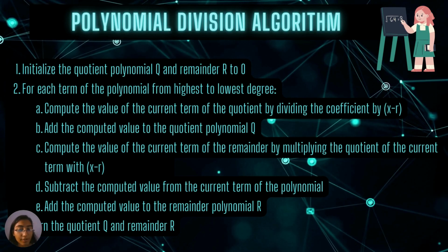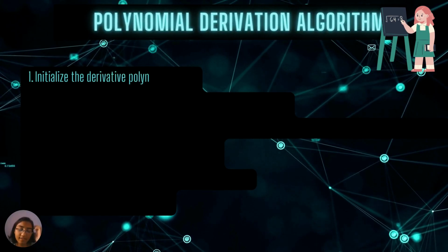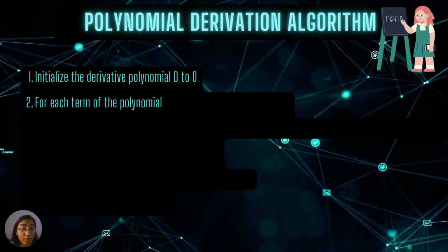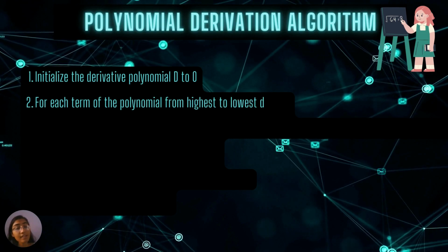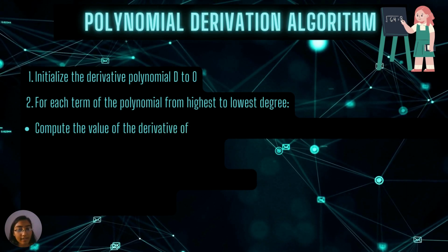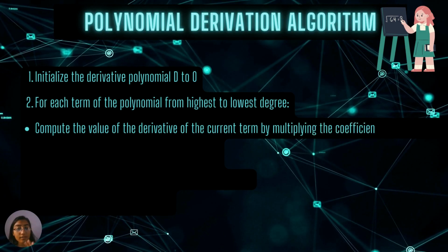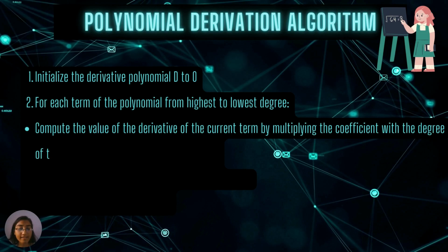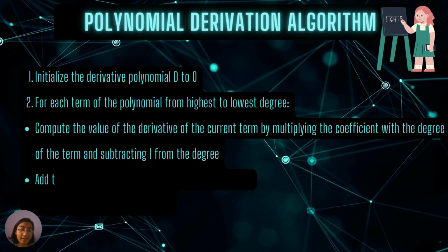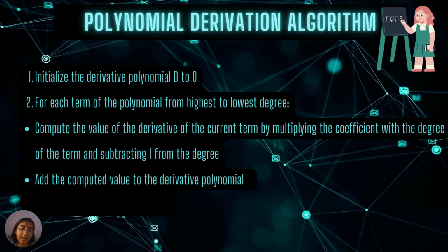Now let's move to the polynomial derivation algorithm, to find the derivative of a polynomial. For this we have to initialize the derivative of the polynomial d to 0. The second step is, for each term of the polynomial from highest to lowest degree, first we have to compute the value of the derivative of the current term by multiplying the coefficient with the degree of the term and subtracting 1 from the degree. After this step, we will add this computed value to the derivative polynomial d. And the last step will be to return the derivative polynomial d.